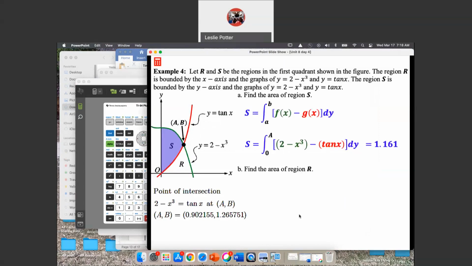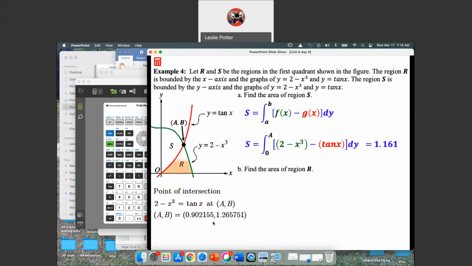Okay, so now we're going to do region R. Region R is down below here. And if we sweep from left to right, notice we switch from red to green. And if we switch functions, we're going to need two integrands, which we can do because we have that point of intersection. We can go from 0 to 0.902155, and then from 0.902155 to 1.2657551. We can split it from this and just do the red curve and the green curve appropriately.